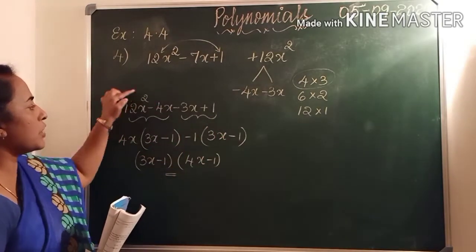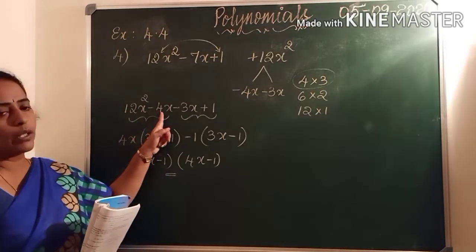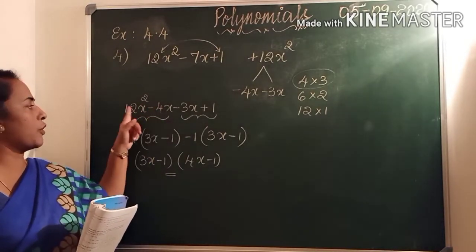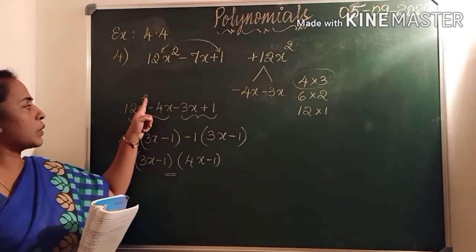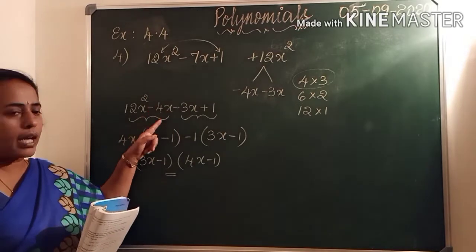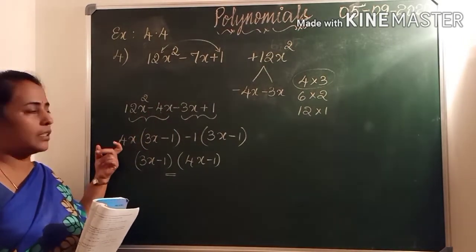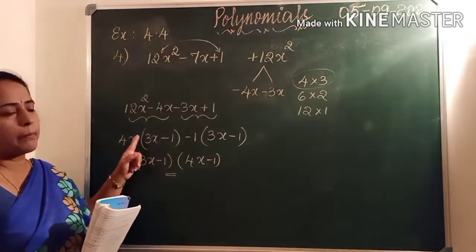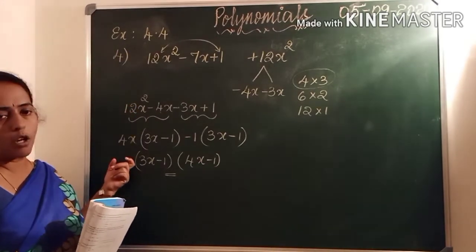Now in the first group, see the common factor. Here 12 and 4 can be divided by 4. That is highest common factor of 4 and 12 is 4. Now see the variable. Here x square is there, here x is there. So the highest common factor is x. After taking the common factor, you should open the bracket. So now after opening the bracket, you should divide each term by the common factor.